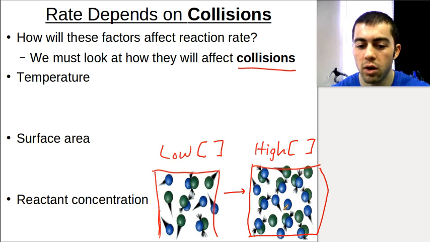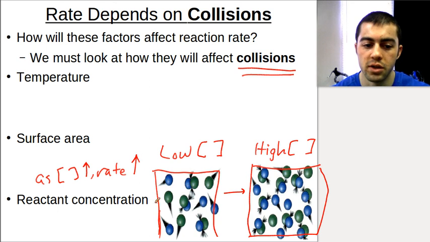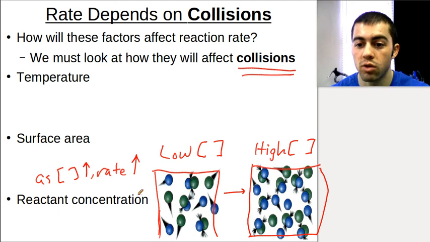We have a lot more particles, a higher concentration, they're going to collide more, and that's going to lead to a faster rate because it's all about the collisions here. They're going to collide more if there's more of them in a tighter space. So as concentration increases, rate also increases because, again, in terms of the collisions, we're going to have more collisions because of that more crowded space.